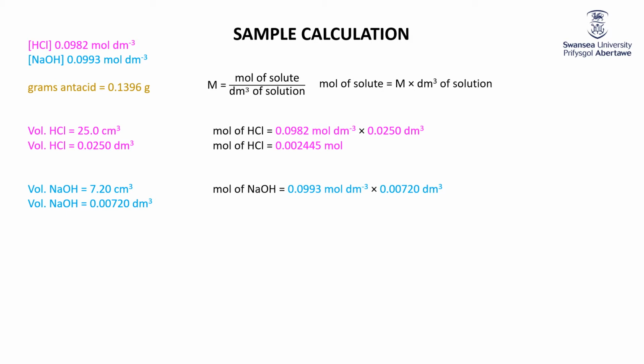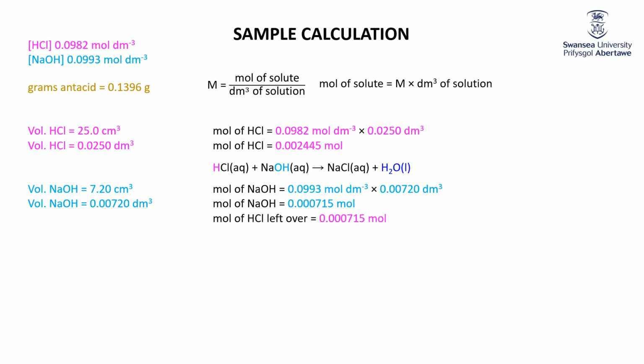Determined how much of that HCl was left over by taking moles of sodium hydroxide, 0.0993 moles per cubic decimeter, times the volume that I needed to titrate, 0.00720 cubic decimeters, or 0.000715 moles. Okay, now remember the reaction is 1 HCl plus 1 NaOH goes to NaCl plus H2O, so in other words it neutralizes it. Because I had to have 0.000715 moles of NaOH added, that means that I had 0.000715 moles of HCl left over after the neutralization.